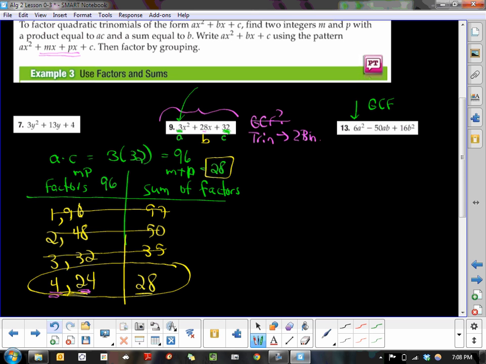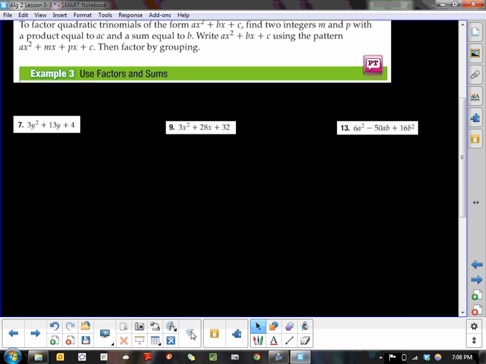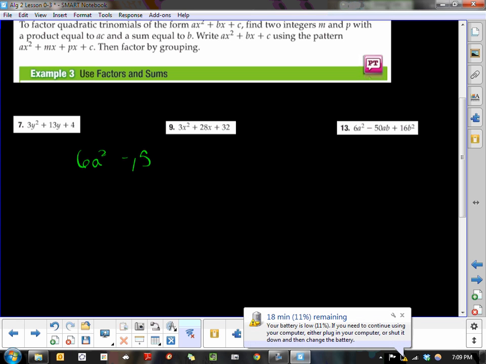in this trinomial? I know that I've got a 6, a 50, and a 16. All three numbers are divisible by 2, so I can factor that out, and I'm going to clean that whole thing up. I'm going to rewrite it here to get everything ordered. 6a squared minus 50ab, and hopefully I have enough battery to finish this, plus 16b squared.